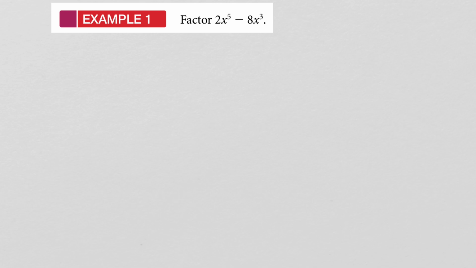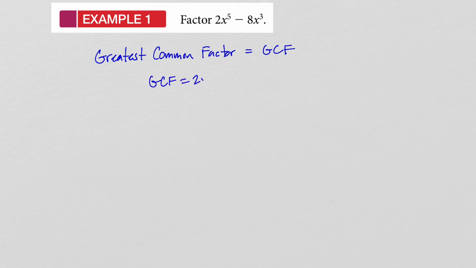So when we say greatest common factor, or GCF, what we mean is what is the largest thing that divides evenly into both of these terms of the polynomial. If we look at the numbers 2 and 8, the largest number that divides into both of these numbers evenly is 2. And then for x to the fifth and x to the third, the largest quantity that divides into those evenly is x to the third. So that means the greatest common factor in this case is 2x to the third.